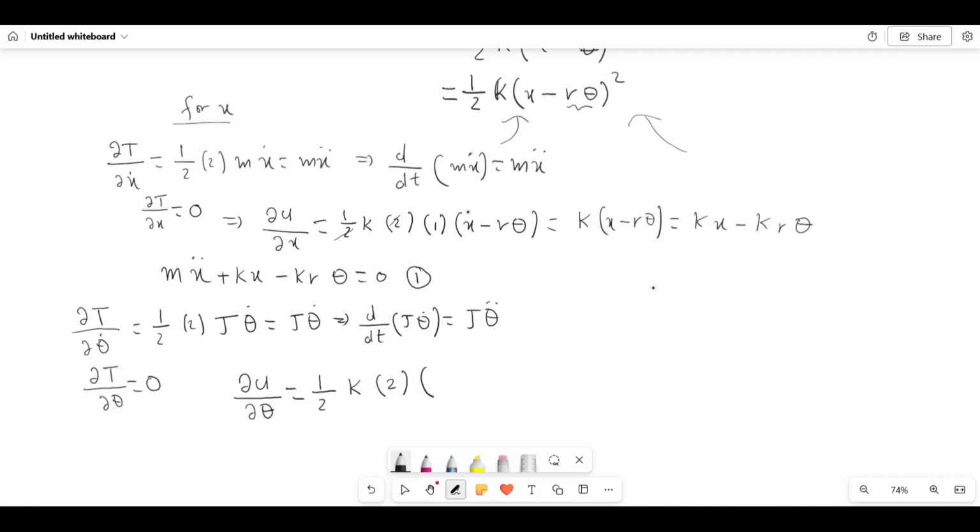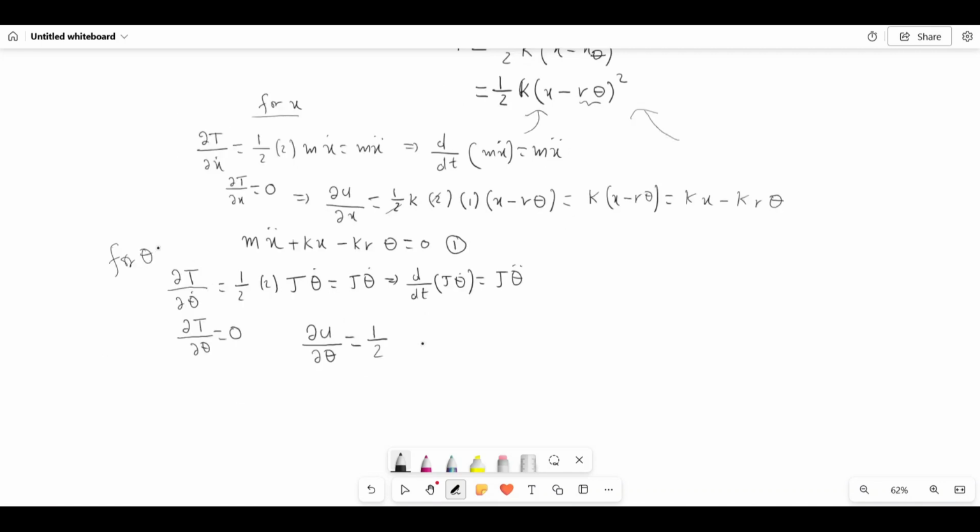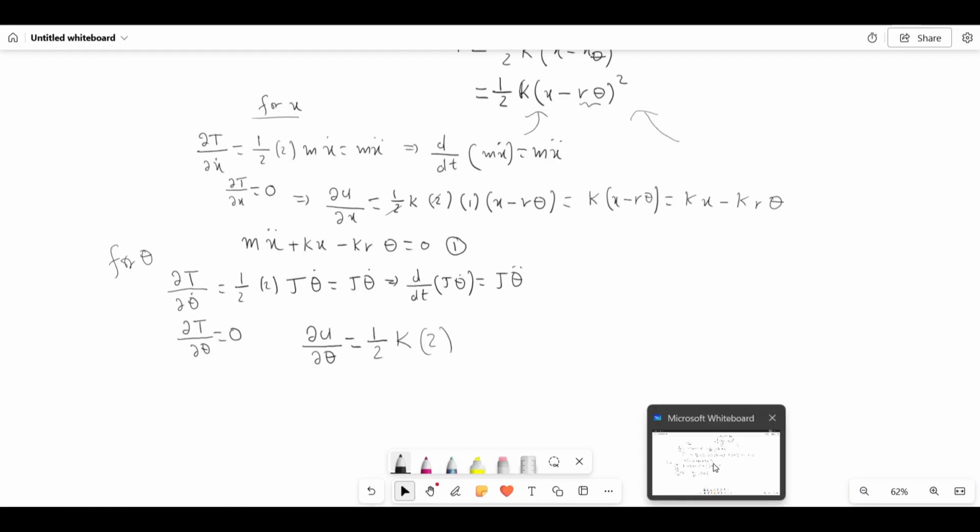So it means that for theta. So this is it. So it is half k. When we differentiate, the 2 will drop. The 2 drops. So what's happening here, guys? We differentiate what is inside because the variable is theta.